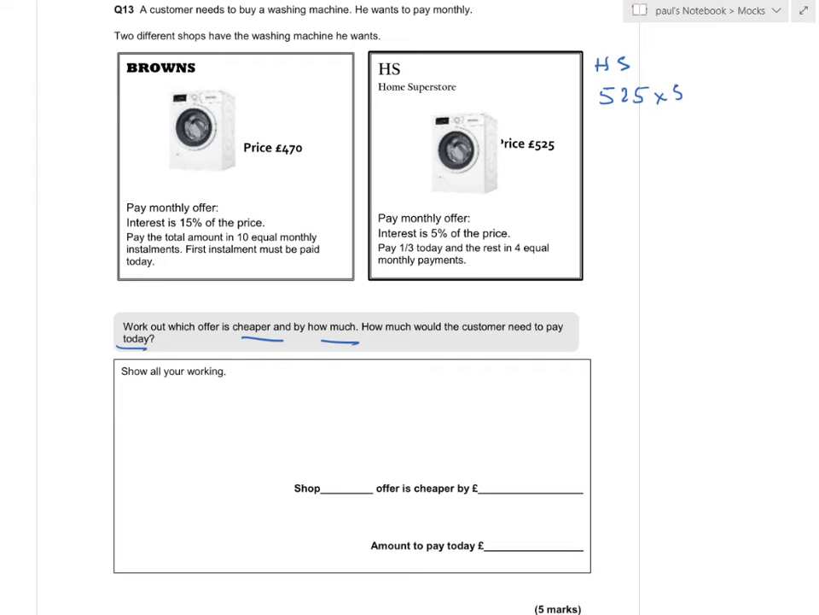525 times 5%. So 525 times 5 divided by 100 equals 26.25. 26.25. So add these two together. 525 plus 26.25 is 551 pounds and 25 pence.